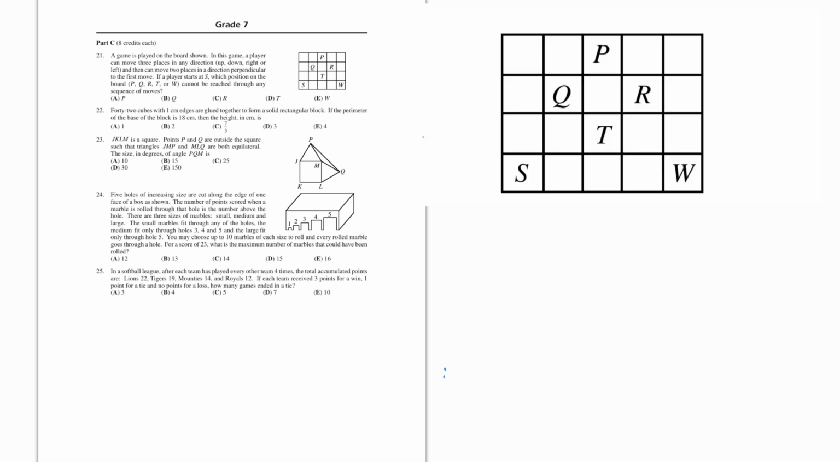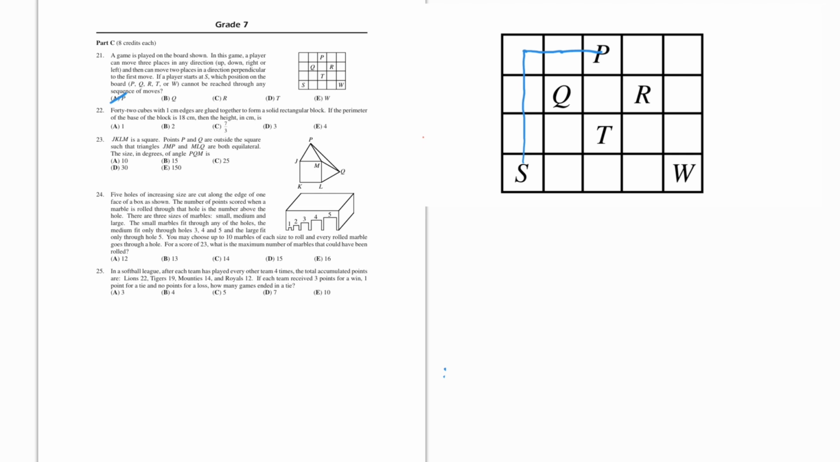Now we start from the S. From S, we go up 1, 2, 3. And then we go to the right, go forward. Then we go forward. That's the perpendicular. 1, 2. We reach the P, so P is not our answer.